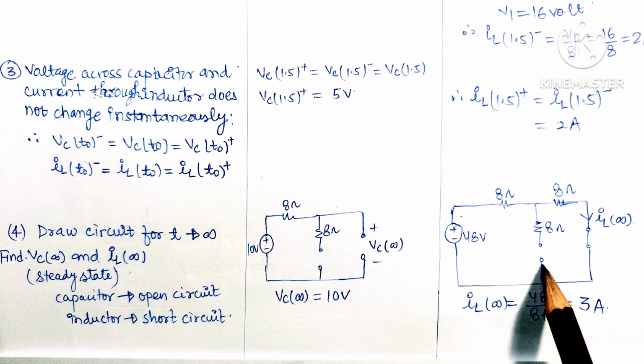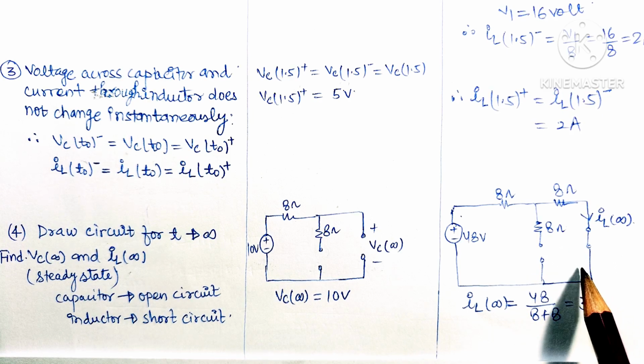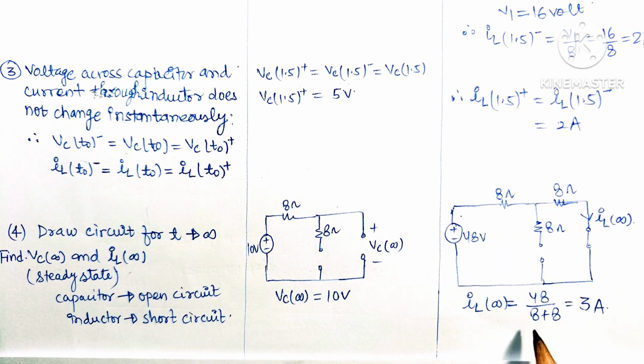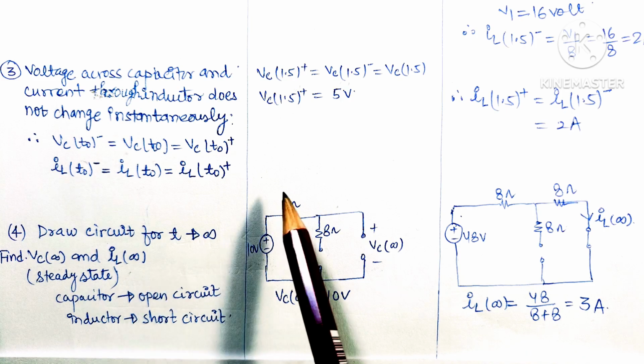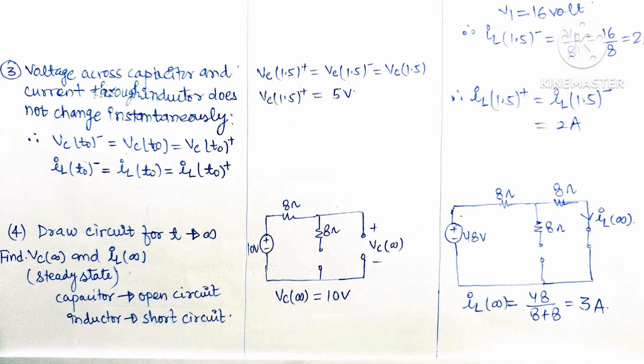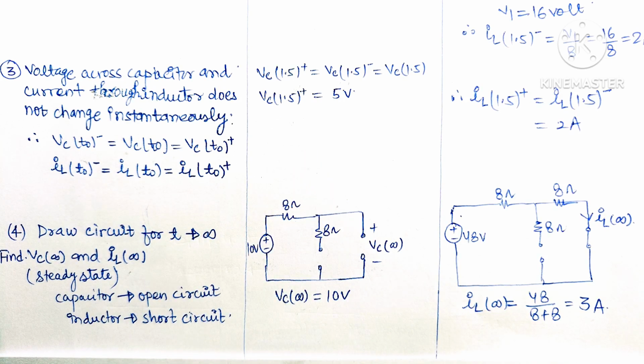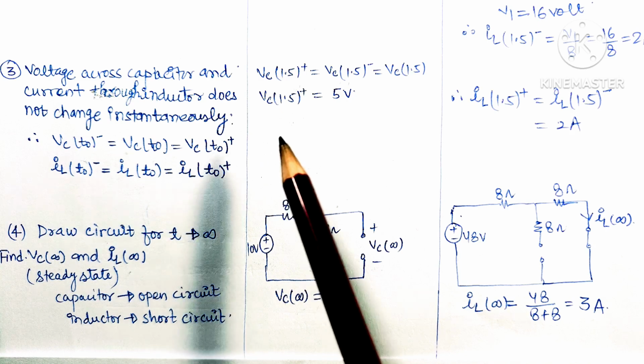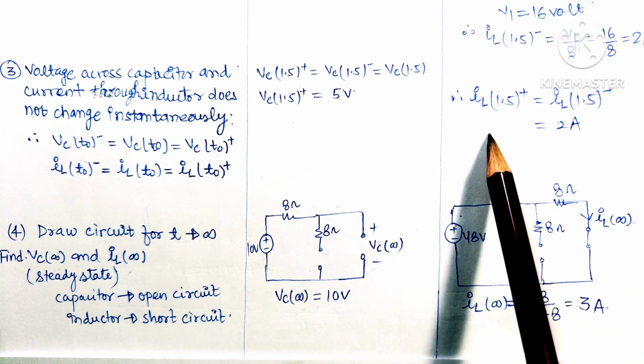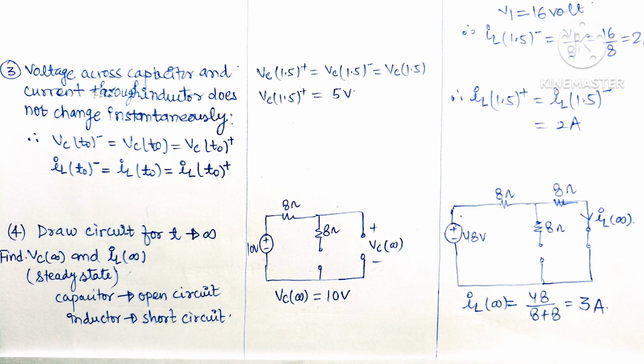In this circuit, this switch is open and this inductor will act as a short circuit at t equal to infinity. So IL infinity can be calculated by 48 upon 8 plus 8, equal to 3 ampere. Since we have calculated Vc just after switching and Vc at t equal to infinity, we will put these values in our equation for Vc(t), which was seen in the beginning of the video. And these values will be put in the equation of current for calculation of current for t greater than 0.